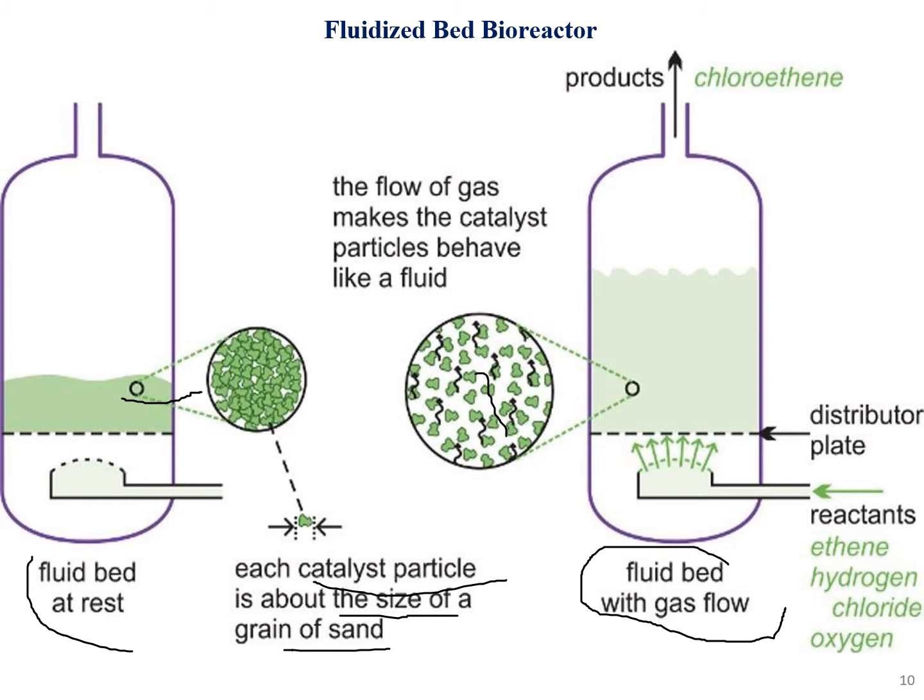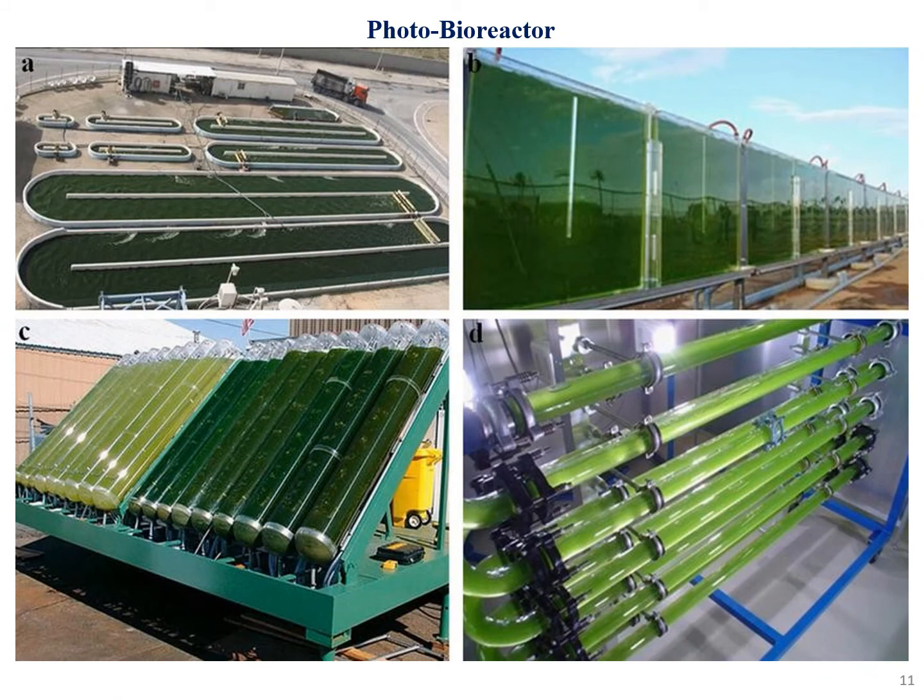All right. So as you can see, the reactants are ethane, hydrogen chloride, and oxygen. You put in the reactants, and the catalyst reacts with them, and thus we get the product, chloroethane. This is just an example for this type of reactants. We get this product. So moving on, we have this photoreactor.